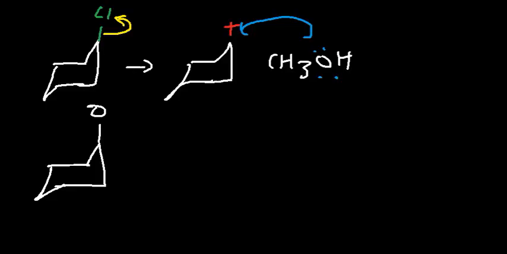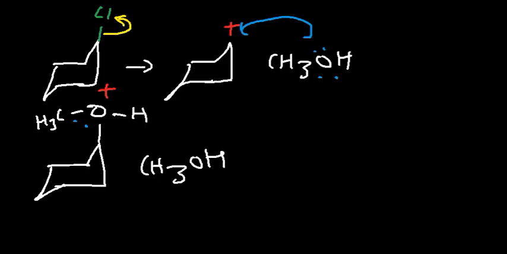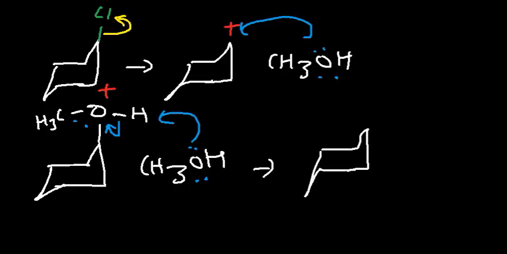So now we have an oxygen with a methyl group and a hydrogen, and now it has a positive formal charge and one lone pair instead of two. So now we're going to use another methanol molecule to get rid of that extra hydrogen. And so what we now have is an ether.